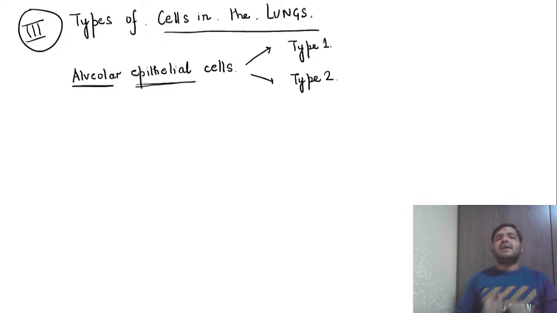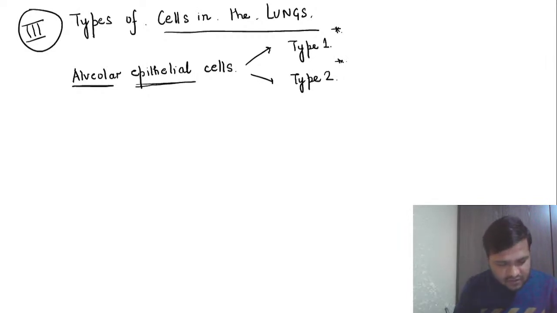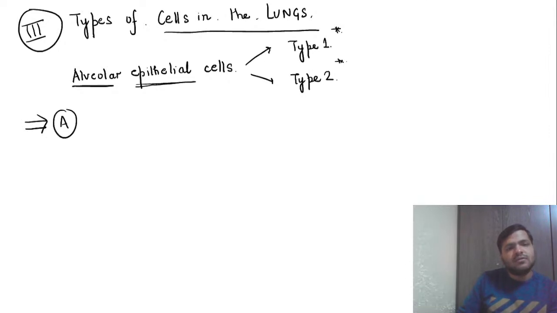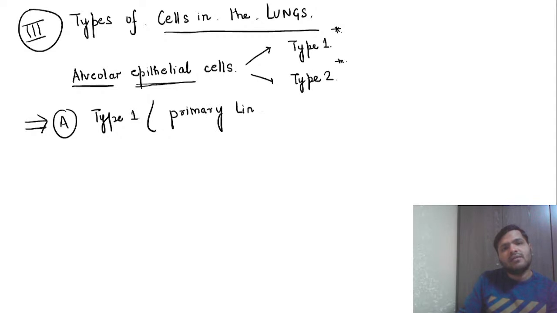Now these alveoli contain epithelial cells which are type 1 and type 2. We will discuss type 1 and type 2 separately. So write down the very first type, that is type 1, also called primary lining cells.